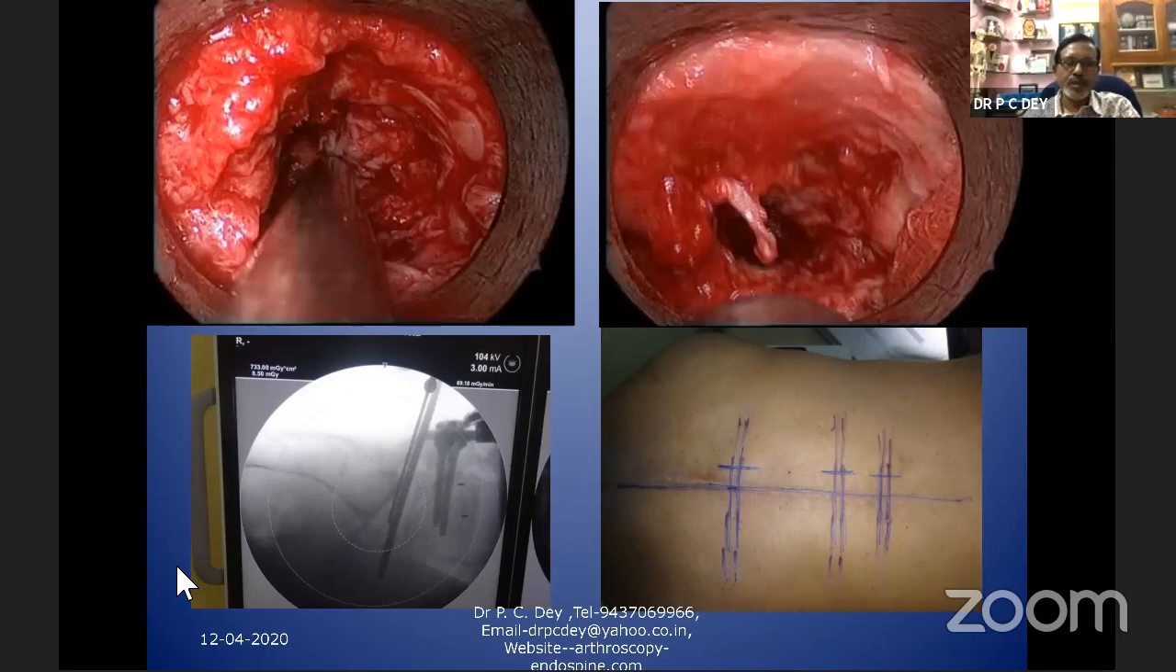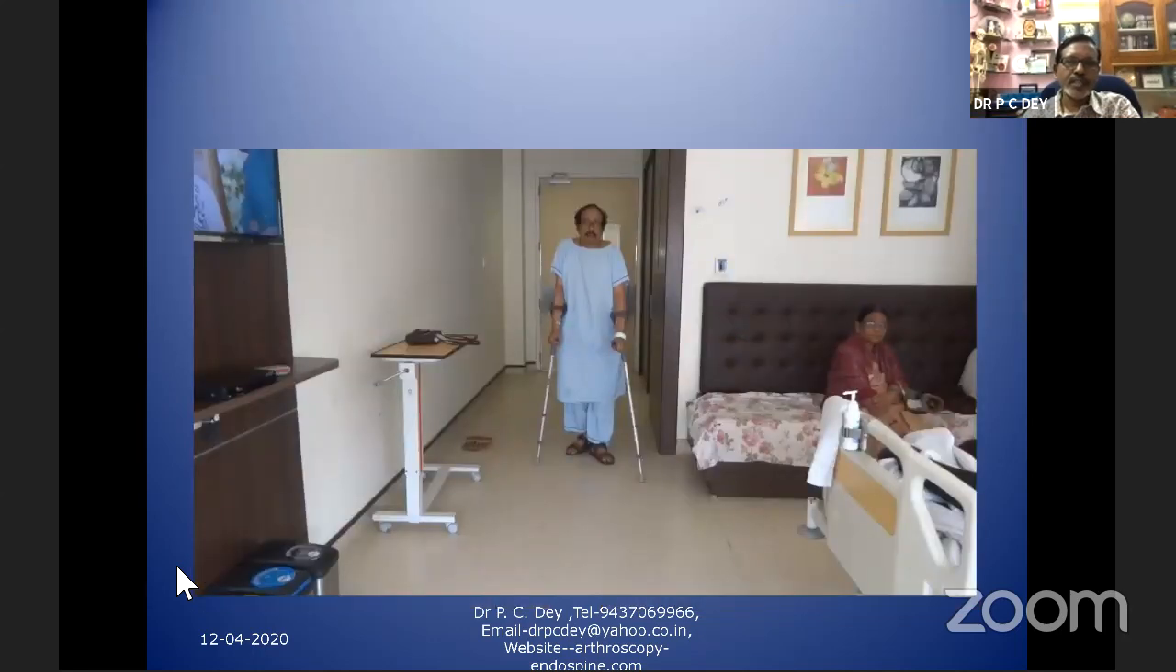After 2 years, we operated on all 2 levels above and 1 level below the fixation with this technique. And the next day morning, the patient was very happy. Pain was almost gone. Sorry for the slight movement. One second. This is the patient the next day morning.